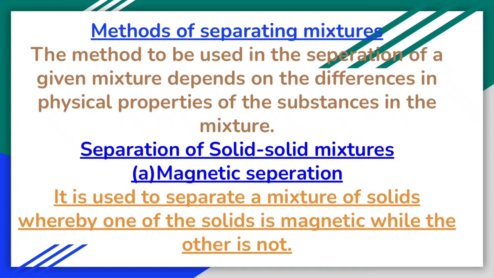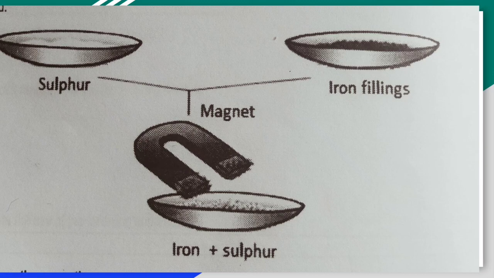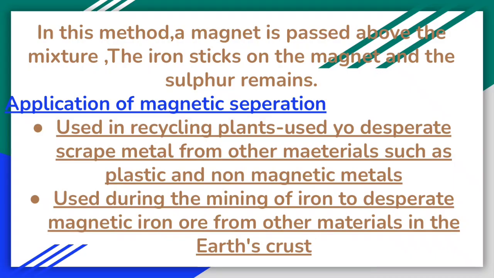Therefore, in a mixture of sulfur and iron filings, you just pass a magnet on top of the mixture, and that magnet will attract all the iron filings. They will stick on the magnet, and the sulfur will remain in the container. And by so doing, you will have separated the iron filings from sulfur.